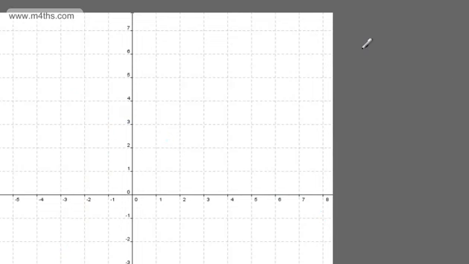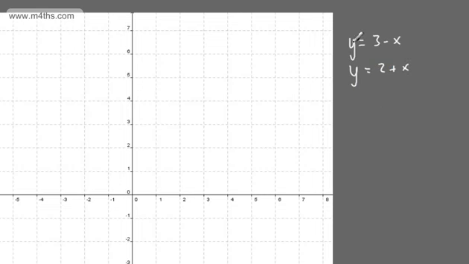Sometimes you'll be asked to find the points of intersection of two lines. This sort of goes further into A level, but we can look at a basic example. Say we had y is equal to 3 minus x, and we had y is equal to 2 plus x. We could find the points of intersection both algebraically and graphically.